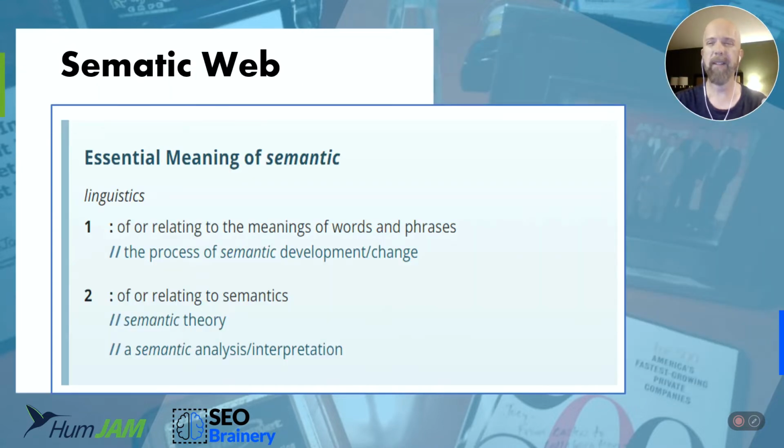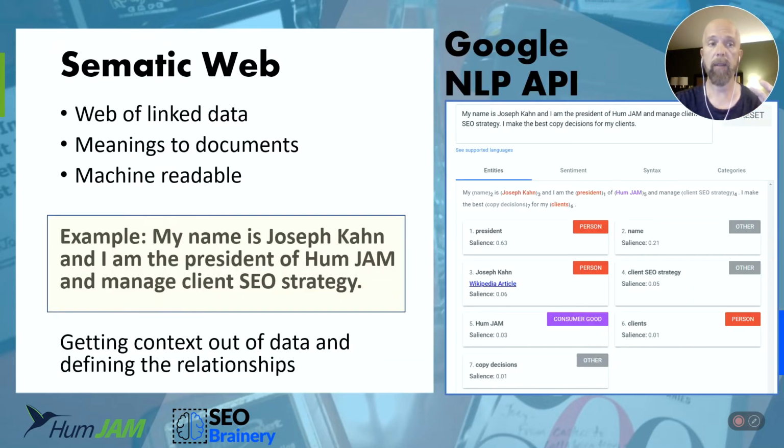So what is the semantic web? What is semantics? The essential meaning of semantics is just the meaning of words and phrases. So that's all we're trying to do, is connect the meanings of the words and phrases. So the semantic web is a web of linked data, nothing more, nothing less. It's adding meanings to documents and making everything machine readable. And we're using this Google NLP API. This is fun to play with. If you look up Google NLP API, you'll see that you can bring up this demo.